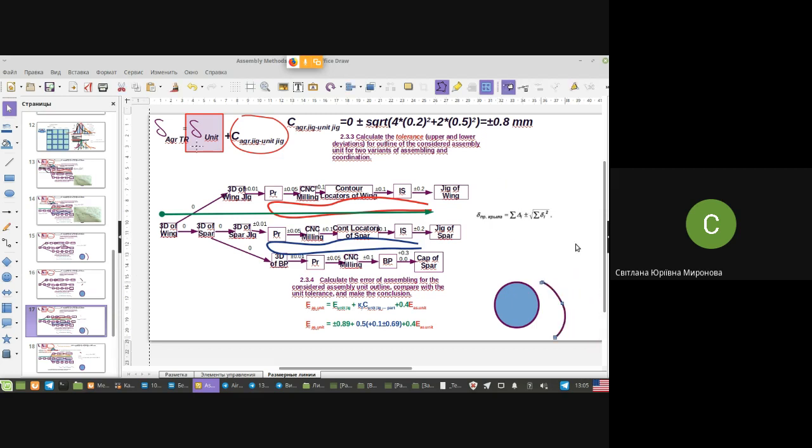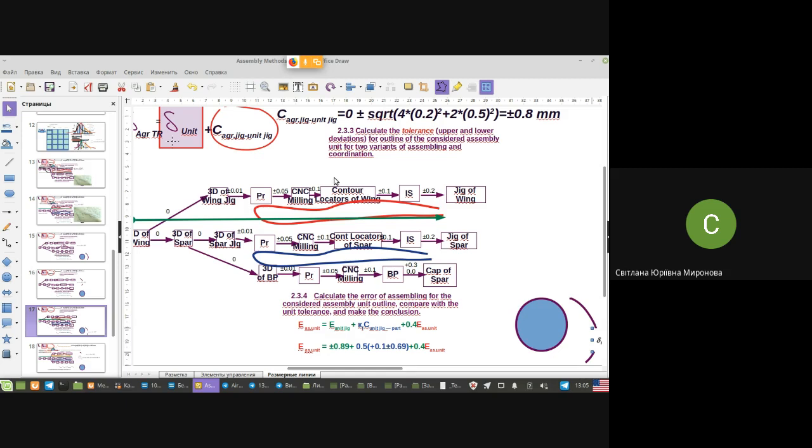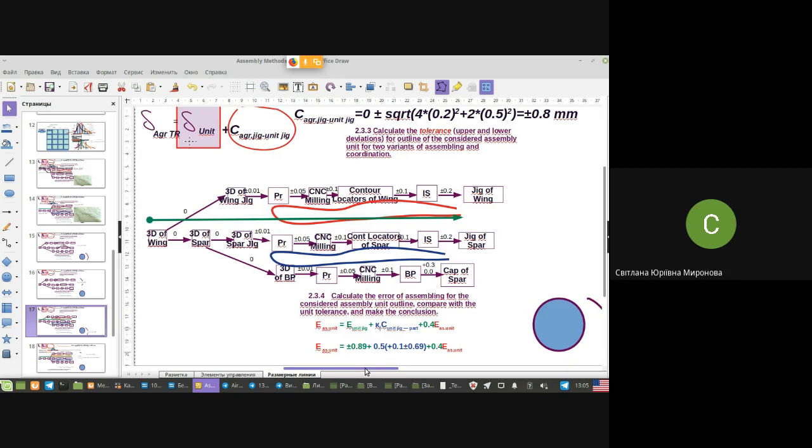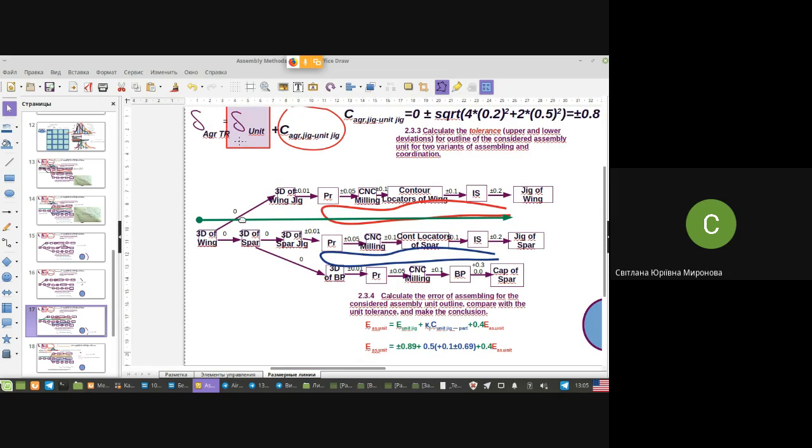Another technique of coordination. And if we're talking about another technique of coordination, we have another sequence of size transferring. The sequence is different, and we have other values, these values of distribution of sizes, errors between one object and another. What do we see? When we're talking about the 3D model of the wing and the 3D model of the jig for the wing inside the same computer system, it's zero.